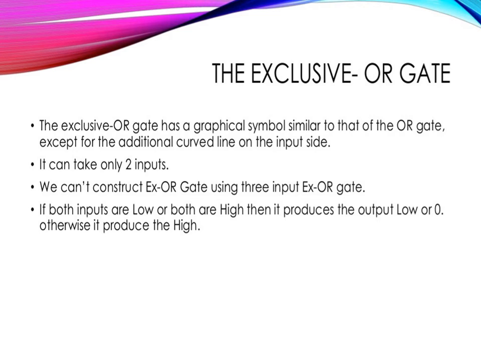The exclusive OR gate is different from OR gate. OR gate produces output 1 for any input combination having one or more ones, but XOR gate produces output 1 for only those input combinations that have odd number of ones.